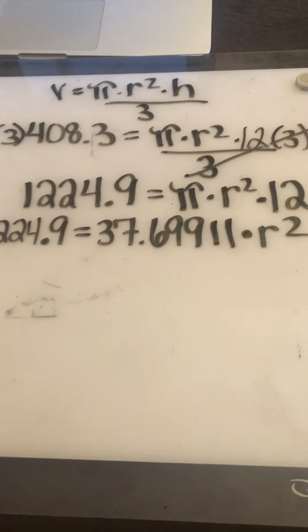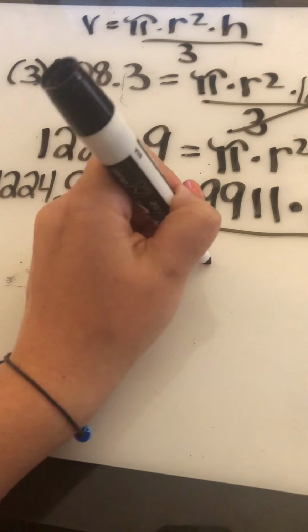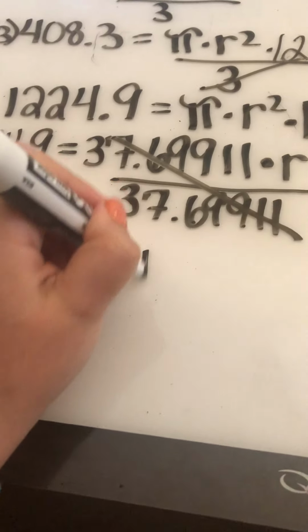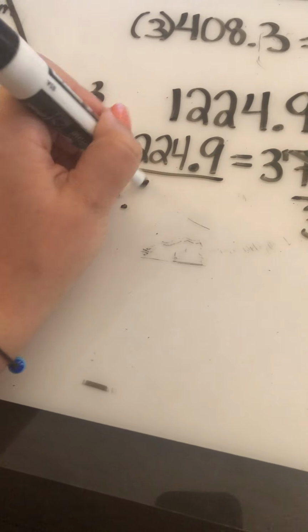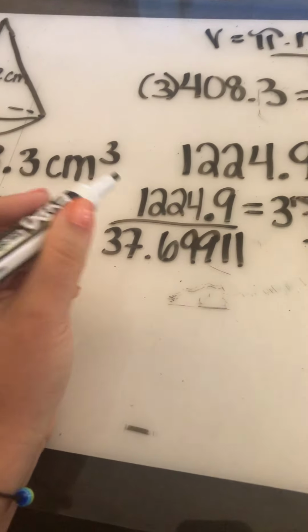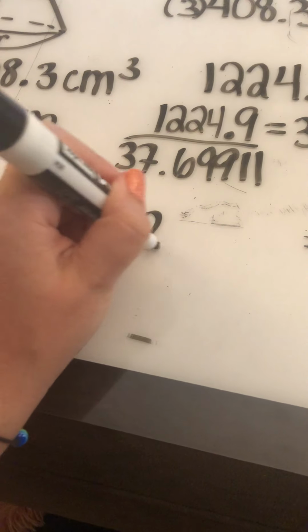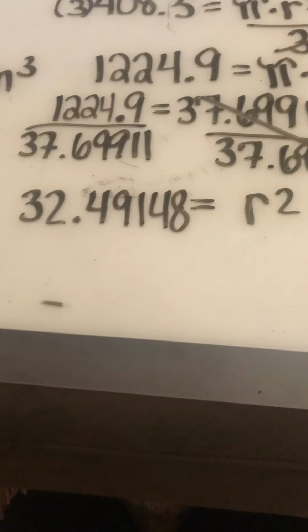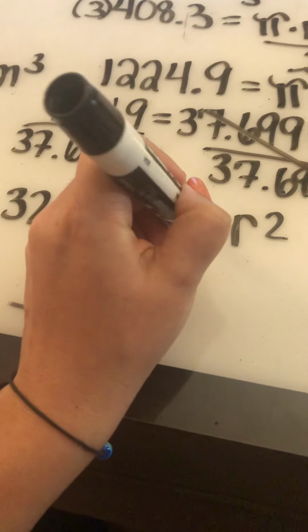Now we will divide by this number. So we put this as our denominator to divide and cancel. We'll be left with r squared. Whatever you do to one side, you do to the other. So we put this over 37.69911. And then this quotient is going to give us approximately 32.49148. Now, same as before, to get this r isolated, because it's squared, we find the square root.